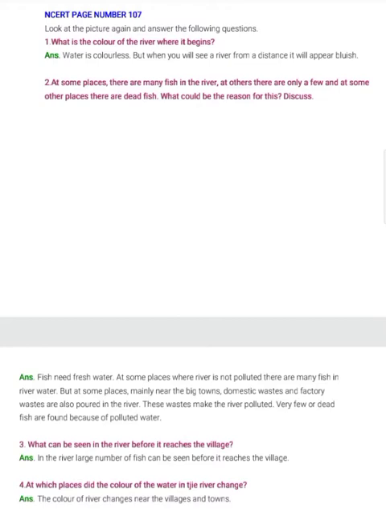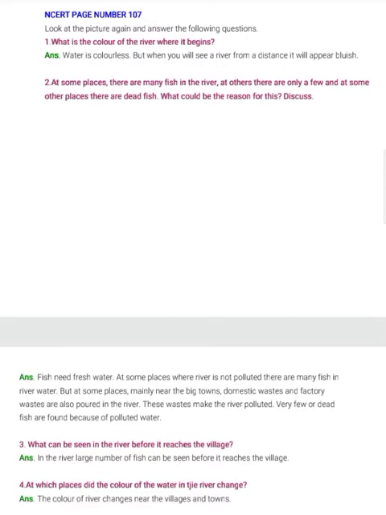So students, let's do our exercise. Question number 1. What is the color of the river where it begins? Answer: water is colorless, but when you see a river from a distance, it will appear bluish. At some places there are many fish in the river, at others there are only a few, and at some other places there are no fish. What could be the reason for this? Discuss.